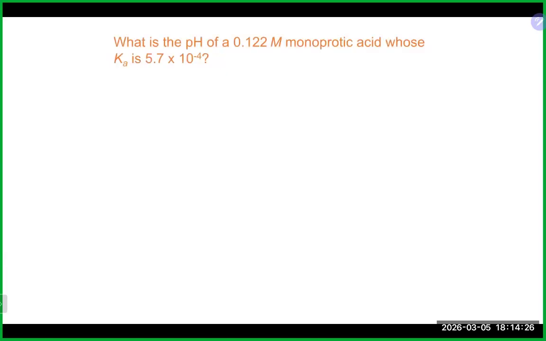All right, so why don't you give it a go here? We have a monoprotic acid with a concentration of 0.122 molar, has a Ka value of 5.7 times 10 to the minus 4. What is the pH here? So take a few moments there, calculate it up, see what you end up with.